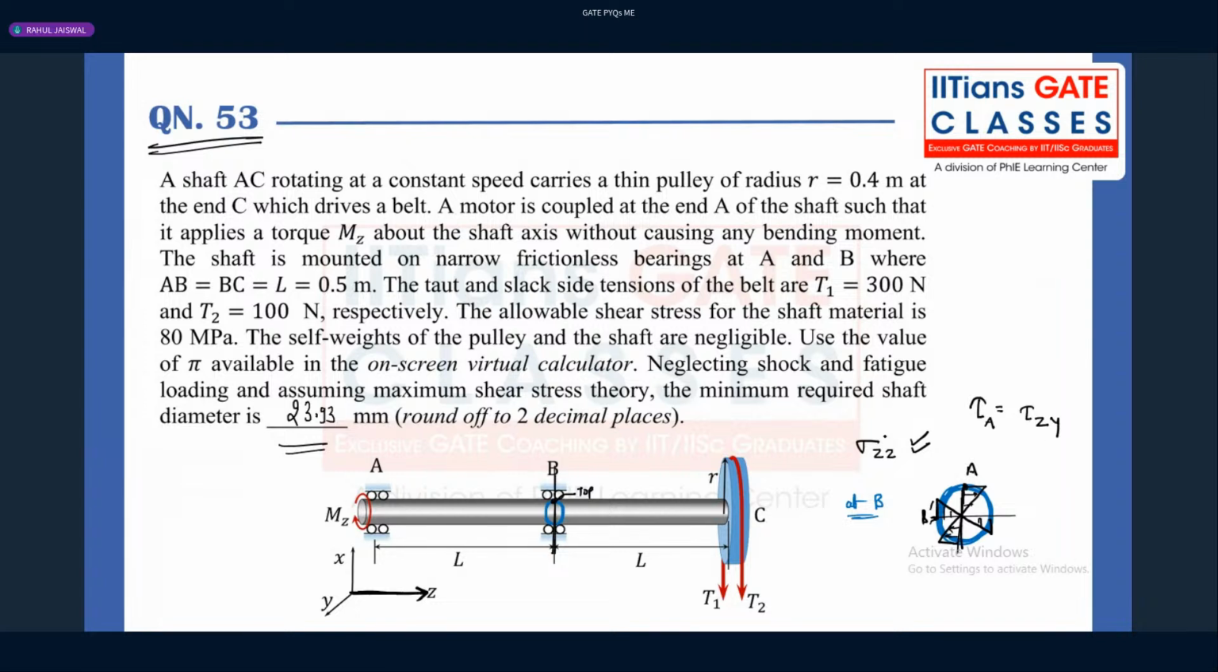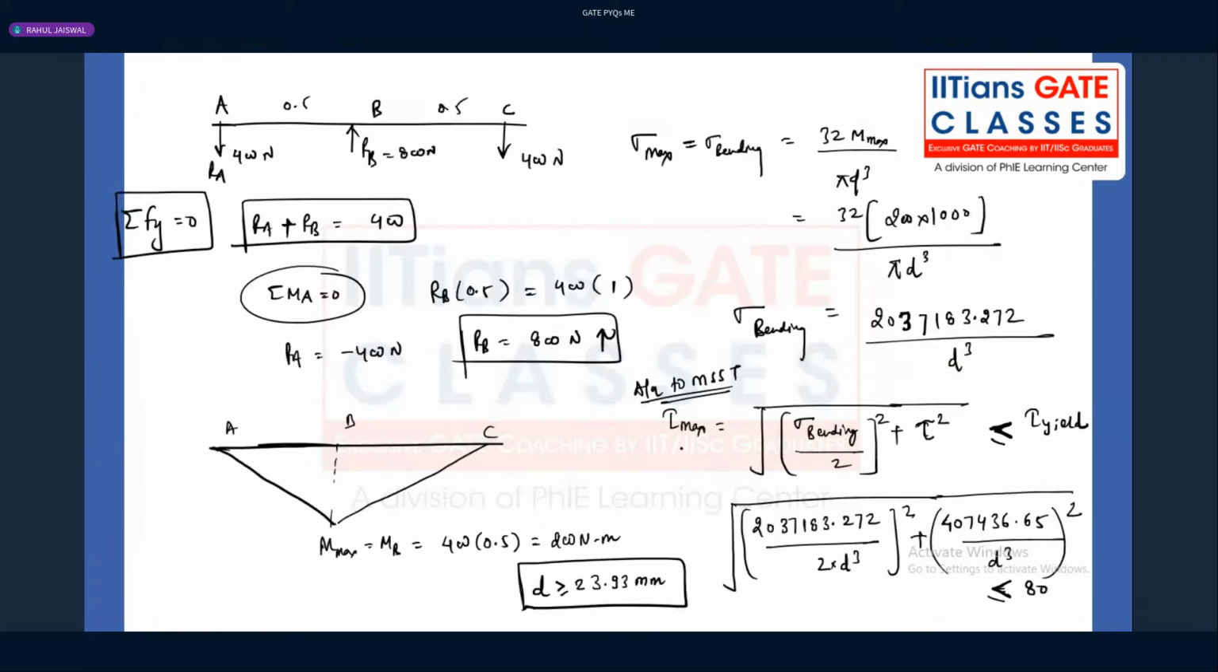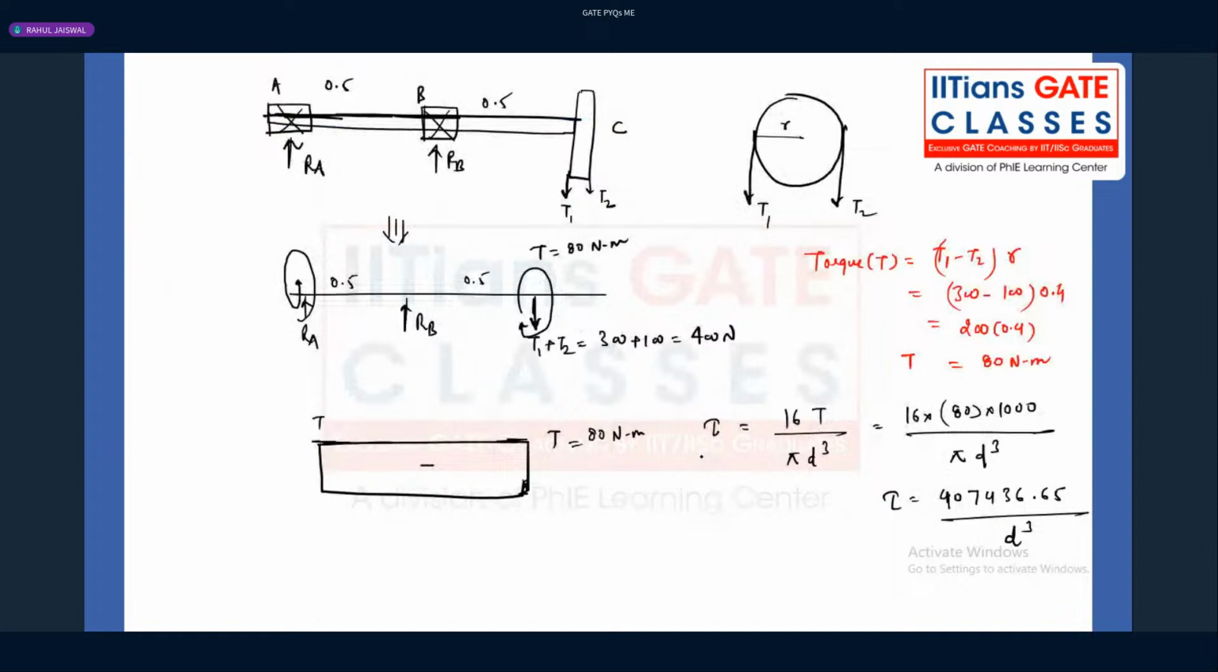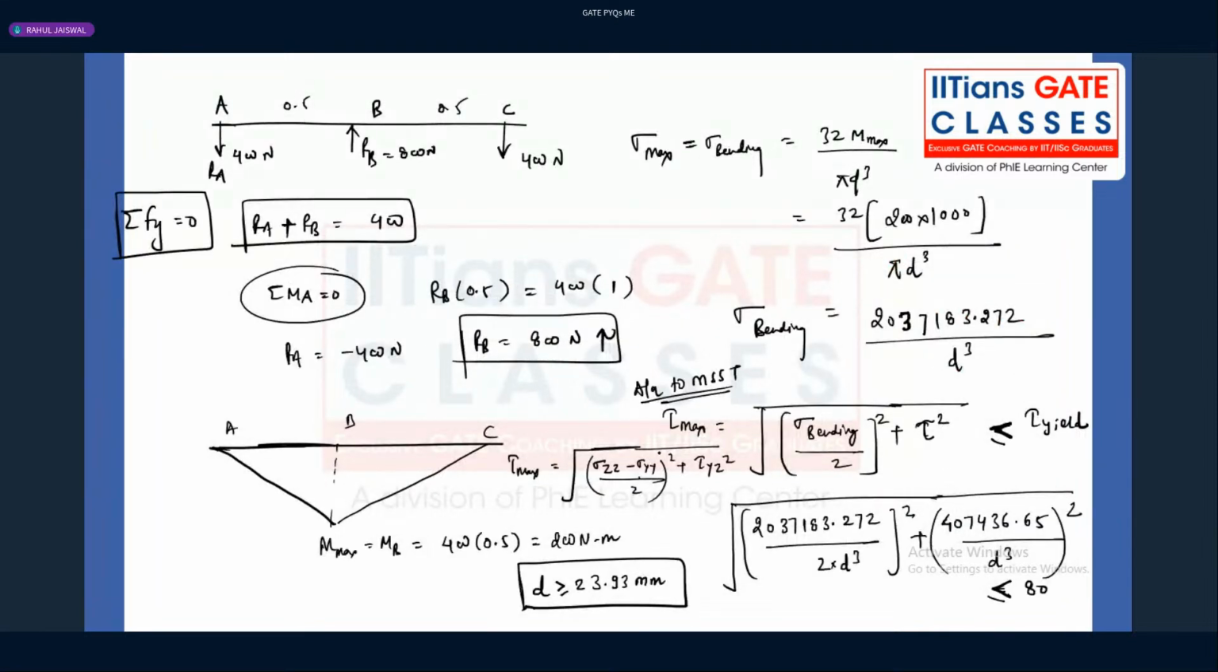For the point A, I'm writing. So definitely whatever the values should be there here, that will be replaced by tau max. Tau max will be replaced by the square root of sigma zz minus sigma yy by 2 whole square plus tau yz square. Because what we are getting here, guys, is tau yz or zy, right? Sigma yy is 0, sigma z is given, tau yz we have already calculated. Put the value, get the answer.